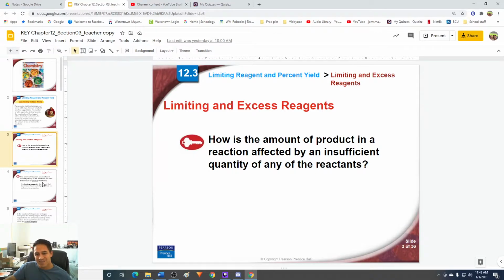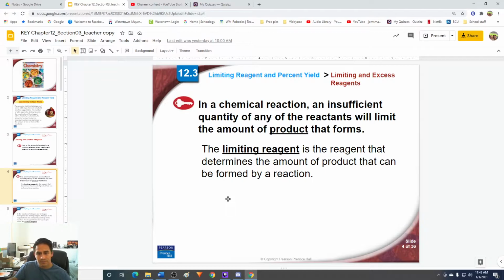So limiting and excess reagents or reactants. Again, you're going to hear that both ways. So in a chemical reaction, an insufficient quantity of any of the reactants will limit the amount of product that you can form. The limiting reagent or limiting reactant is the reagent or reactant that determines the amount of product that can be formed by a reaction.